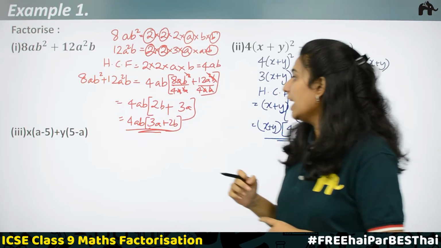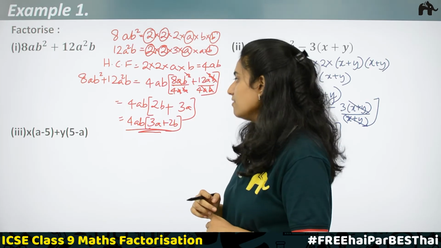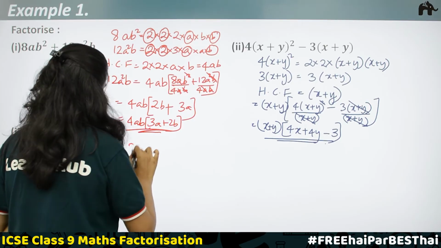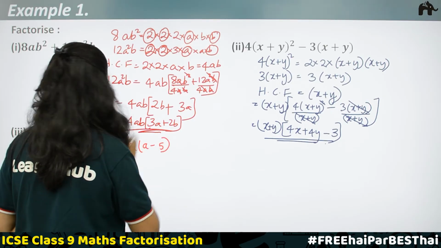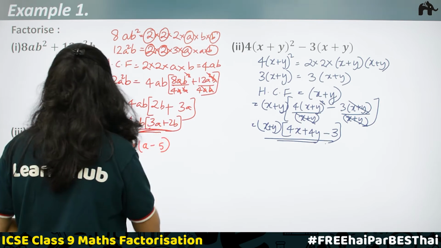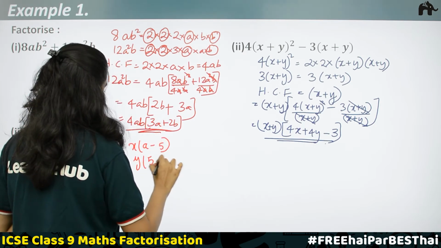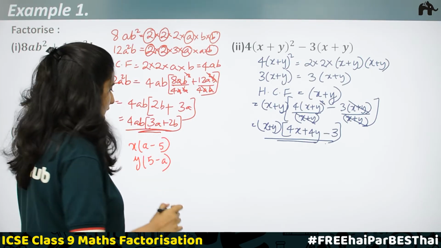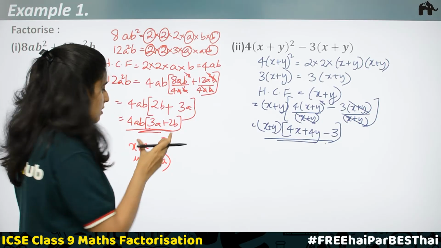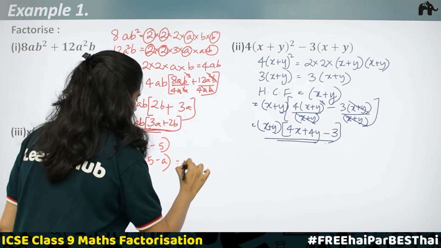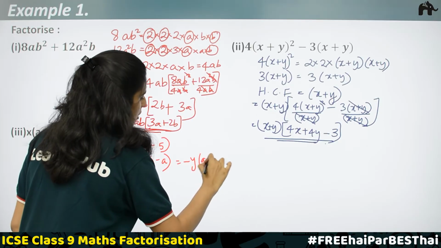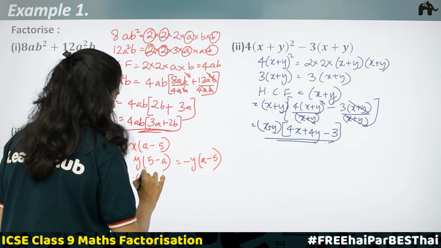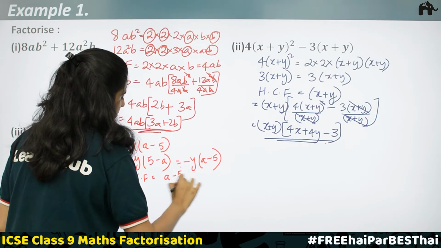Now, the third one, x into a minus 5 plus y into 5 minus a. So, here what we are going to do is x into a minus 5. Okay. And we have to find the HCF. The second one is y into 5 minus a. To get the common factor, this 5 minus a can be written as minus of a minus 5. That is, I am taking a negative sign outside. So, this becomes equal to minus y into a minus 5. So, now a minus 5 is common to both. Okay, therefore, HCF will be equal to a minus 5.